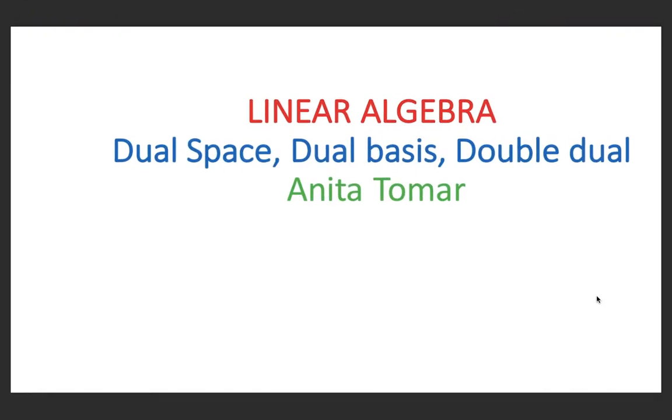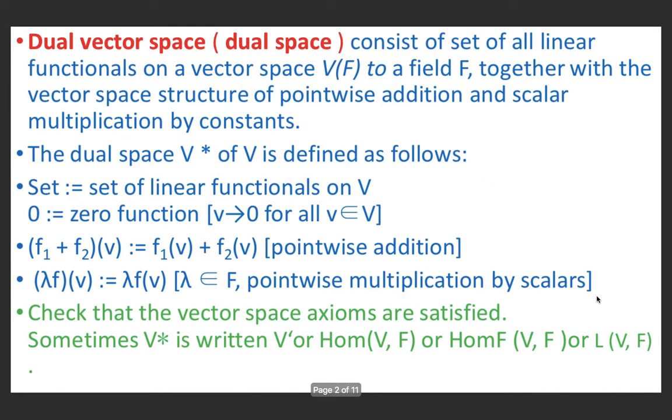Good morning. Today we will study dual space, dual basis, double dual. First of all, dual vector space or dual space. Dual vector space consists of the set of all linear functionals on the vector space V over a field F, together with the vector space structure of pointwise addition and scalar multiplication by constants.